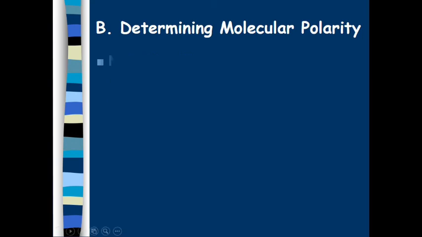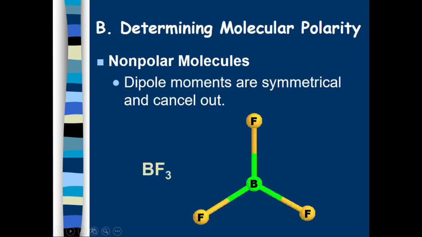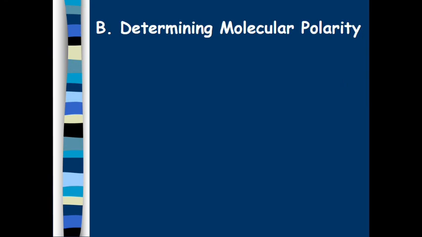To determine the molecular polarity, if it's a nonpolar molecule, then your dipole moments are symmetrical and they cancel out. So in the case of BF3, you have to think about this as a 3-way tug of war, evenly matched off of boron. All 3 dipoles are exactly the same because of the partial charges. This is a very symmetrical molecule.